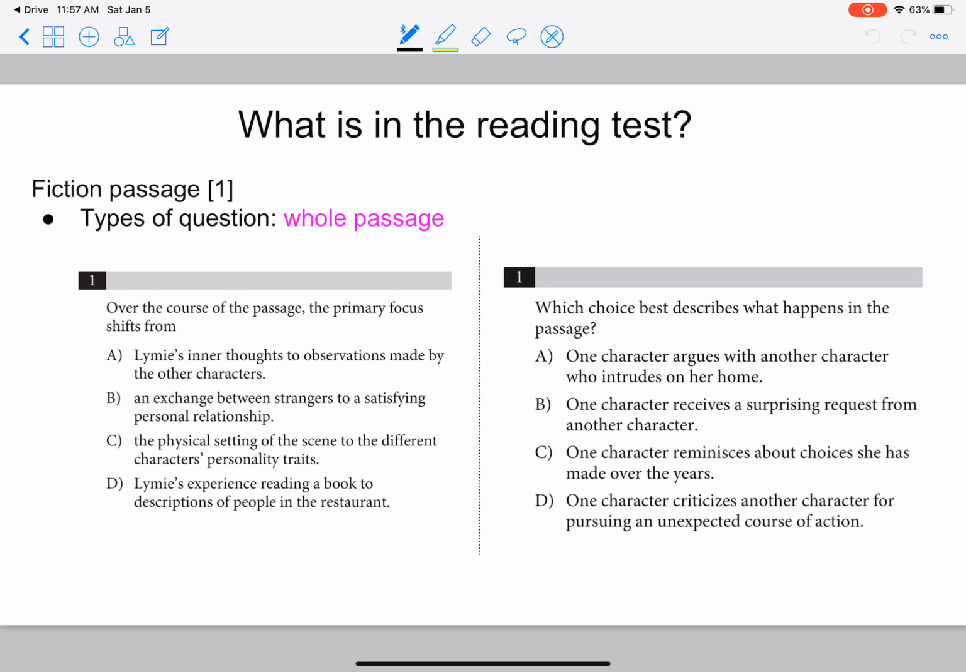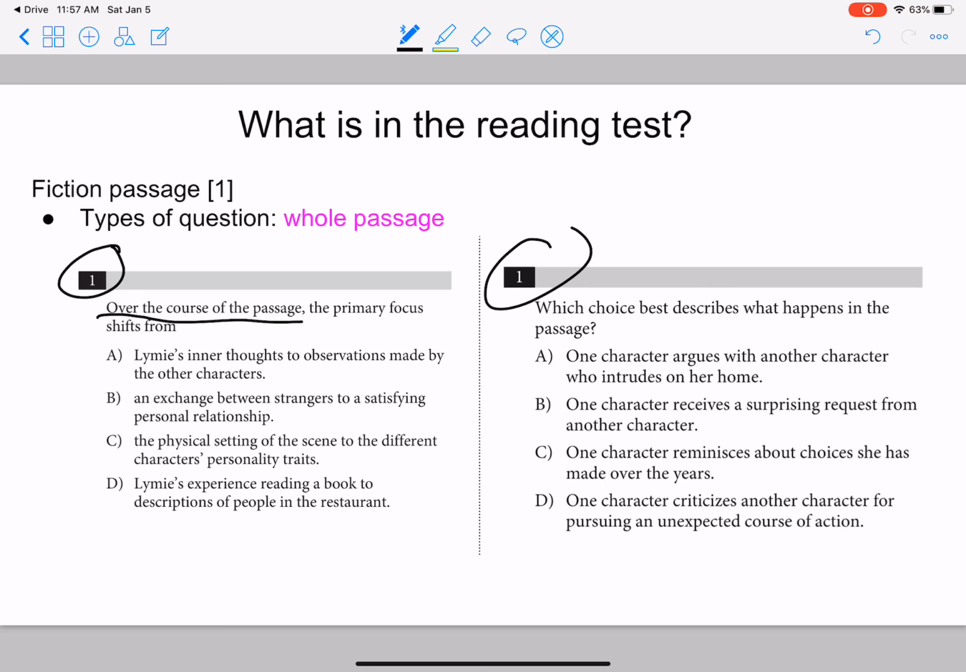So the first passage you're gonna encounter is gonna be a fiction passage. That's the first passage you're gonna get, and this passage is gonna have the following types of questions. You're gonna get whole passage questions, and I call them this because you need to read the whole passage to answer these types of questions. For example, look at number 1. Over the course of the passage, the primary focus shifts from. Notice it says over the course of the passage. You need to read the whole passage to answer this question. So there's a whole passage question.